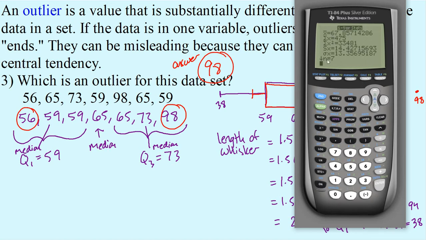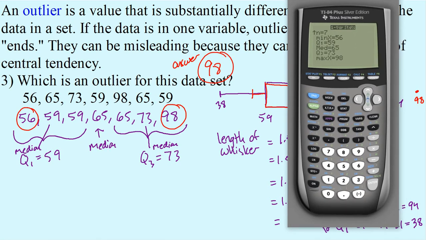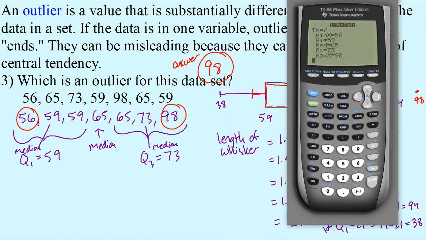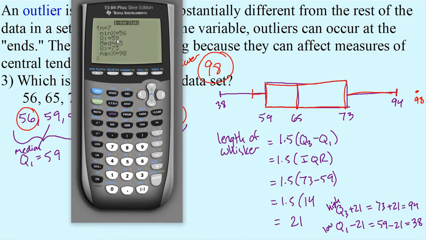And then here, I know it doesn't look like much, but if you scroll down, there's your Q1, median, and Q3. Okay, and it even gives your minimum and your maximum. I mean, obviously, you knew those already, but you see how everything worked out. My Q1 is 59, median is 65, Q3 is 73. So you can always use the calculator to double check yourself.